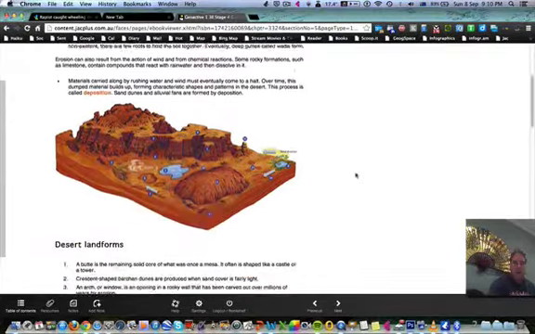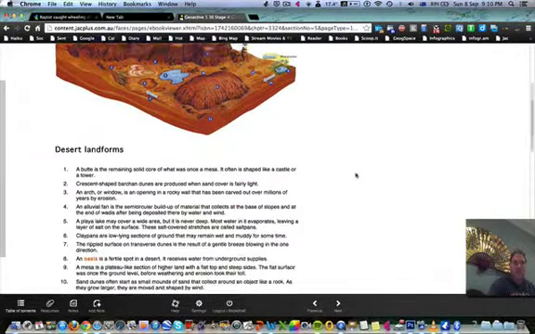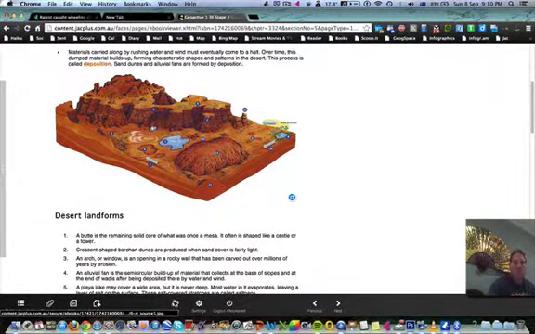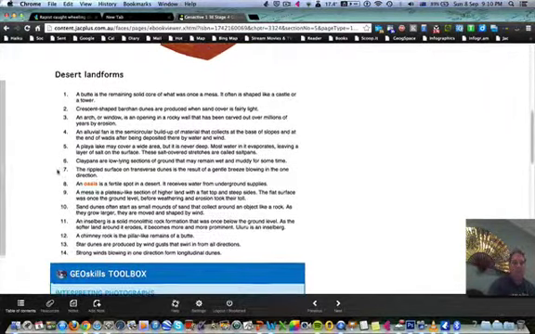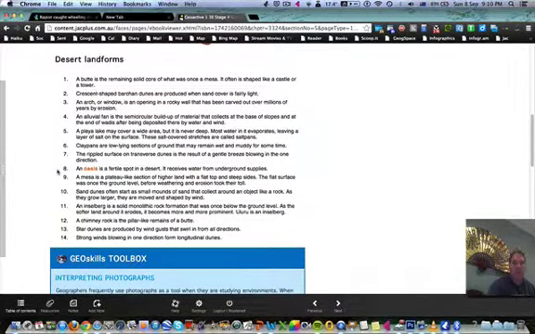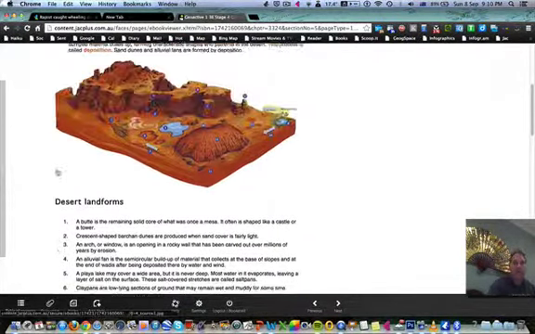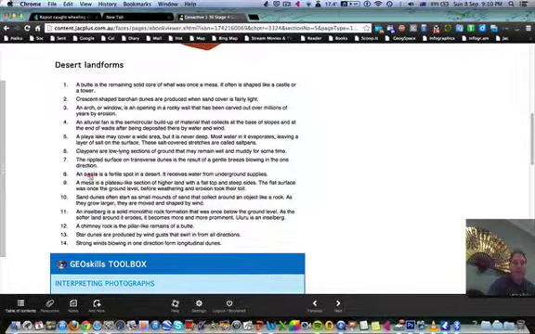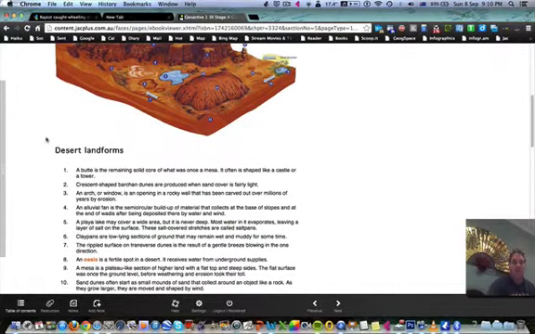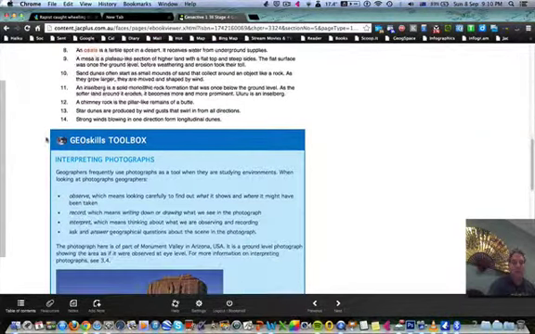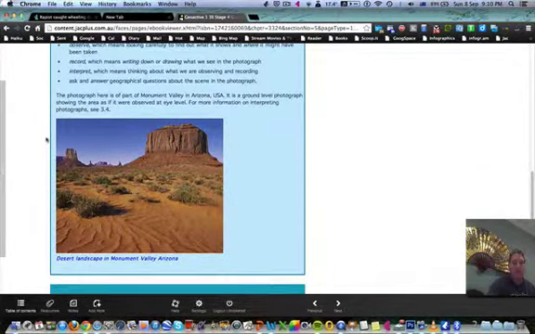Okay, some of the landforms, you can go through all these. I'm going to give you a form too, and there's some videos for you to watch on this, which are pretty good. So these are all the things that you'll be needing to look at when you're doing the lesson. And it tells you all the different things that are part of the landforms of the desert and how they form.